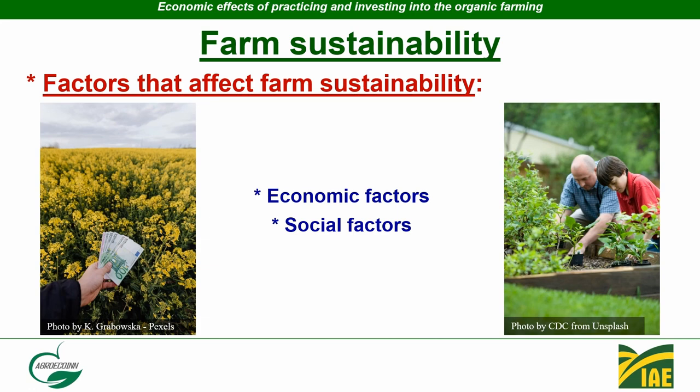B. Social factors involve farm resilience on public support and policies, type and intensity of the relation with agricultural extension and the local community, access to social infrastructure, impact on rural dynamics, and others.